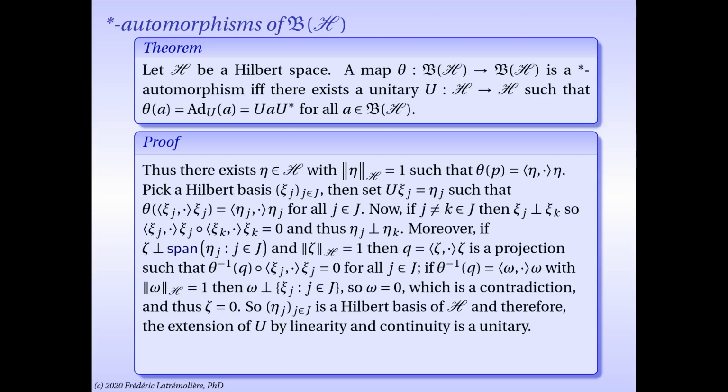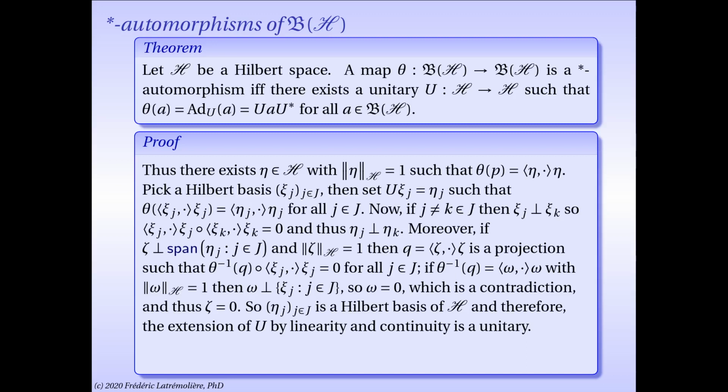So let psi sub j, for j ranging over some index set big J, be a Hilbert basis for my Hilbert space. For each j, there exists an eta j vector of norm 1 in the Hilbert space, such that the image by theta of the rank 1 projection on the linear span of psi j is the rank 1 projection on the linear span of eta j. This eta j vector is not unique. If you multiply it by a unimodular complex number, you get another candidate for the same relation.